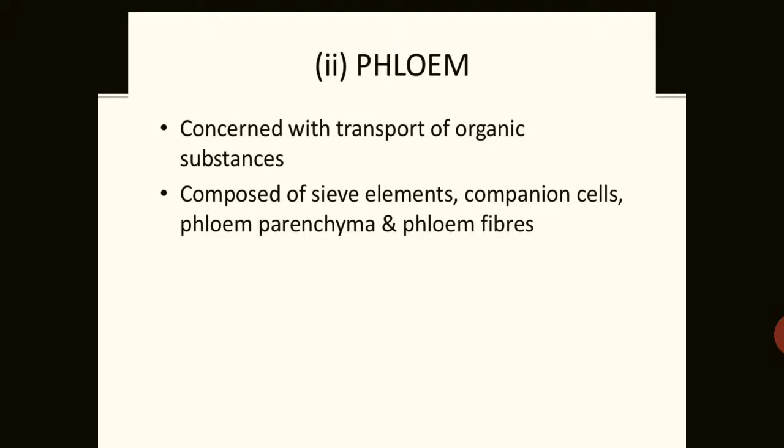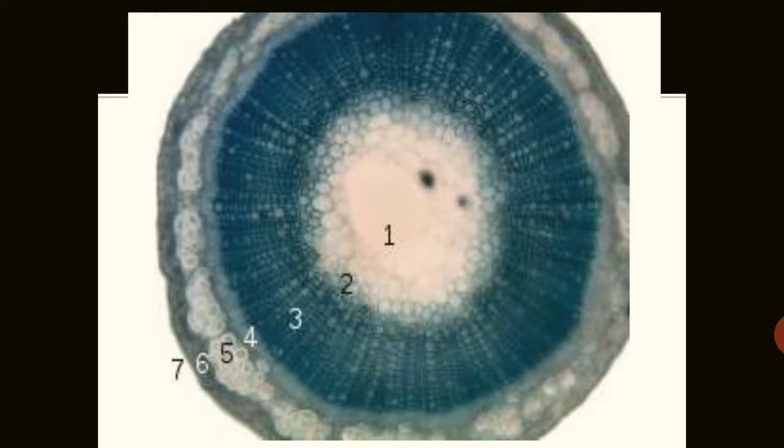Phloem is also composed of the sieve elements, the sieve tubes, companion cells, phloem parenchyma and phloem fibers. This means there are four types of cells that compose the phloem complex tissue: the sieve tube or sieve elements, companion cells, phloem parenchyma and phloem fibers. One, two, three, four. These areas you can see here are the types of phloem.